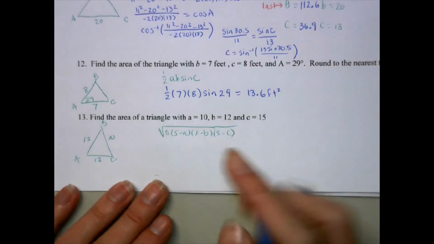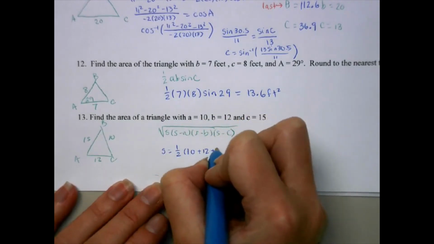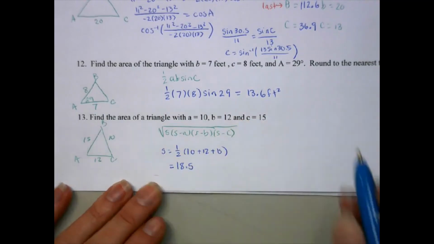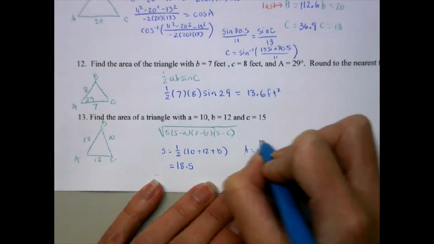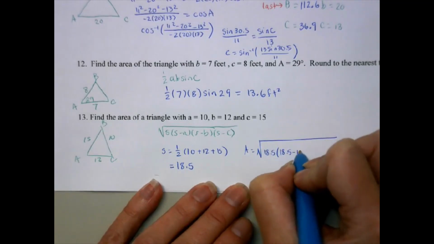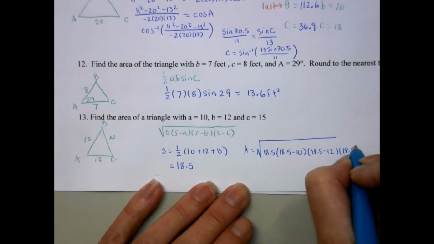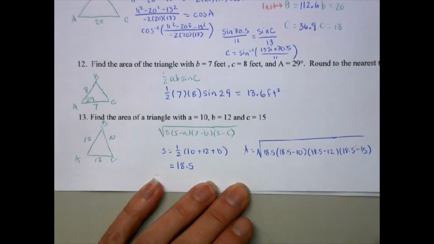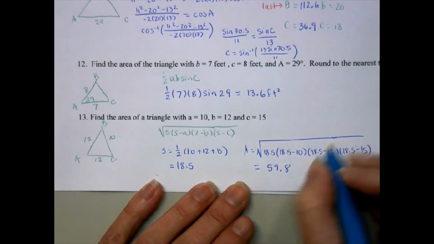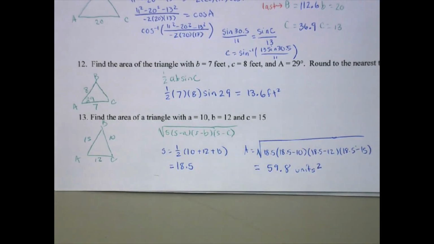This one, my s is 1/2 of 10 plus 12 plus 15, which is 18.5. So my area is going to be the square root of 18.5 times 18.5 minus 10, 18.5 minus 12, 18.5 minus 15, which gives us 59.8, whatever units squared. So that's going to be the calculator portion of your test.